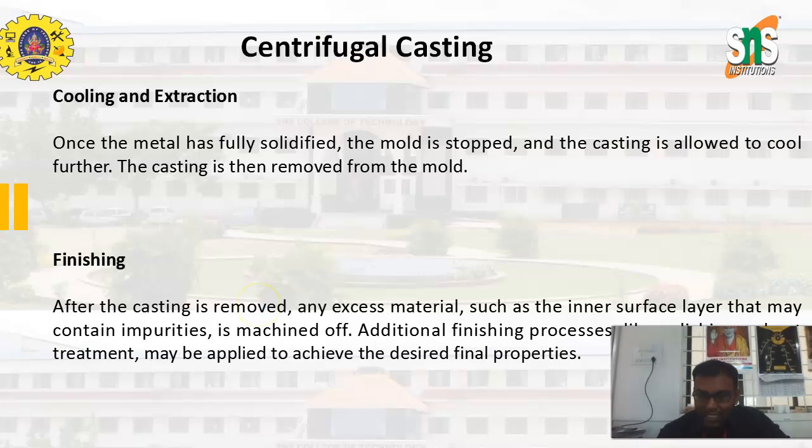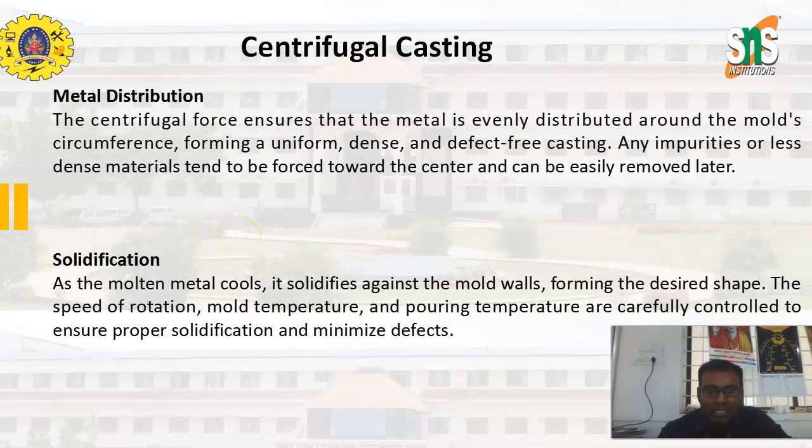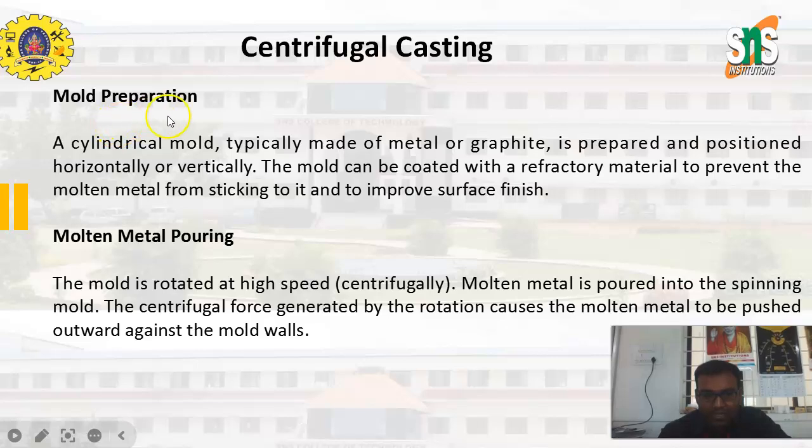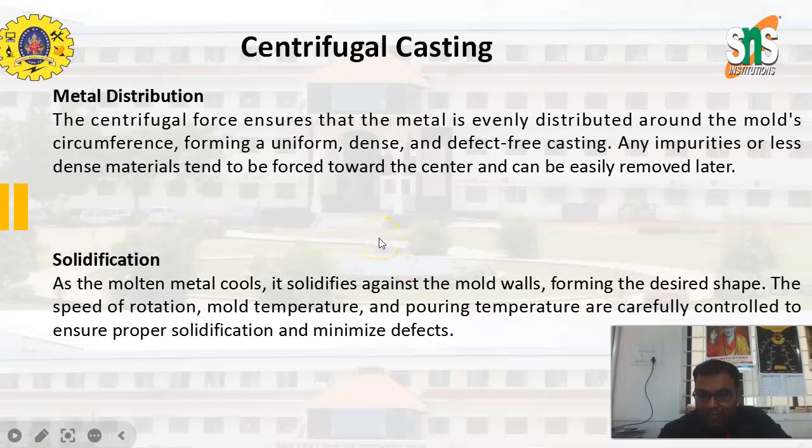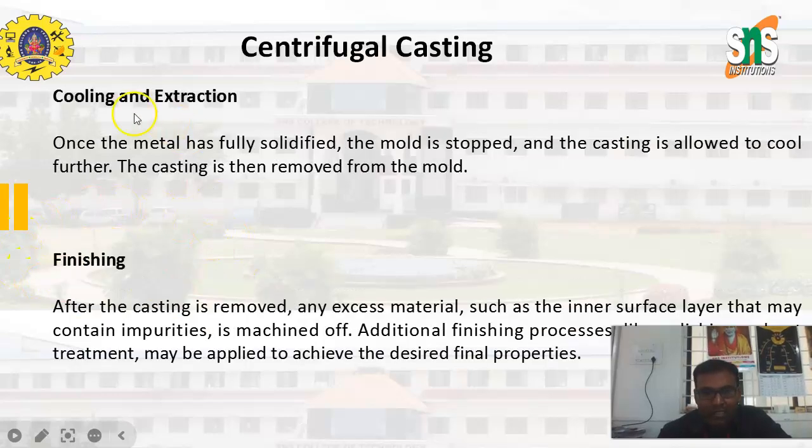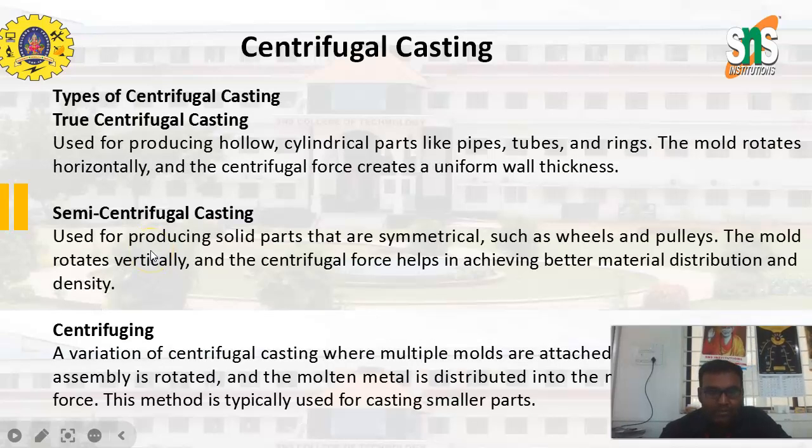These are all the steps carried out in centrifugal casting. First is the mold preparation, then the pouring of molten metal into the spinning mold, and due to the centrifugal force the metal gets evenly distributed around the mold, then the solidification process takes place, then the cooling and extraction process, and finally the finishing process.